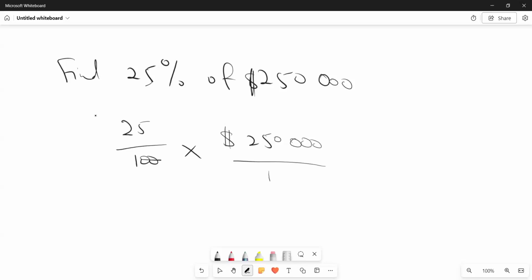Yeah, you can do that. That's one way. You don't have to do any crossing off. You can multiply the 25 by the 250,000 and then divide by 100. The calculator can do that. Give me an answer for anybody who's trying it.